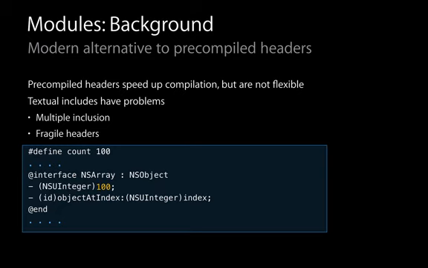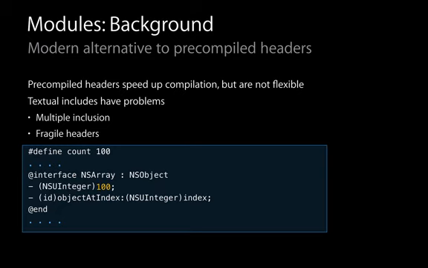This is what I mean by headers being fragile. Modules solve this problem by replacing the model of textual inclusion with a semantic import. There's a lot more detail about modules in the Advances in Objective-C presentation from last year's WWDC, and I encourage you to watch that if you're not familiar with modules.